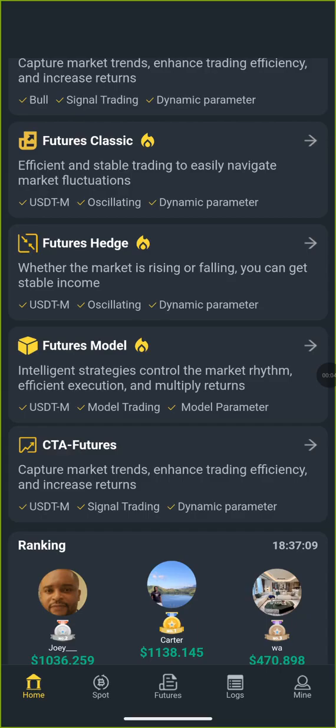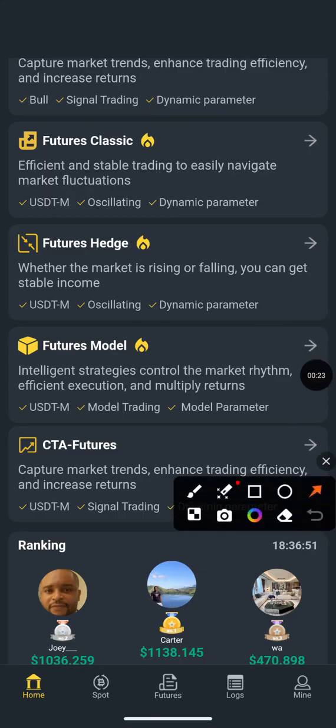Because we are always striving to uphold the highest levels of trading excellence on our futures infrastructure, that's all the futures strategies that we have here in Apollo, bottom right. That's futures classic, futures hedge, futures model, the CTA futures. All these strategies that you see here.